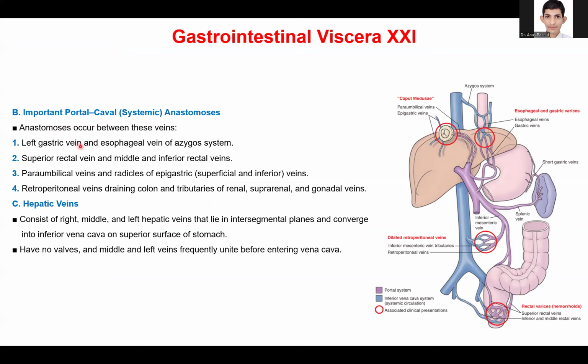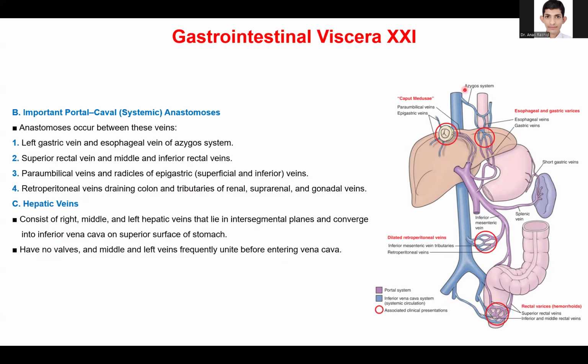Anastomosis occurs between these veins: left gastric vein and esophageal vein of azygous system, superior rectal vein and medial and inferior rectal veins, paraumbilical veins and radicals of epigastric, superficial inferior veins, retroperitoneal veins draining colon and tributaries of renal, perineal, and gonadal veins. Hepatic veins consist of right, middle, and left hepatic veins that lie in intersegmental planes and converge into inferior vena cava, have no walls, and middle and left veins frequently unite below before entering the vena cava.